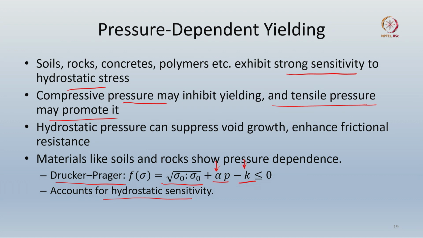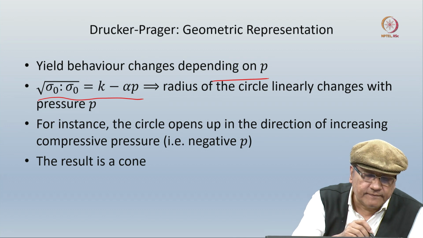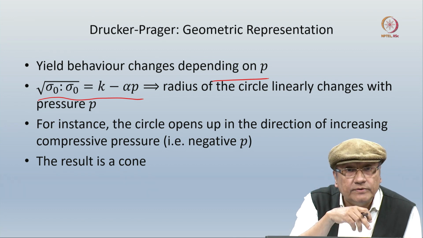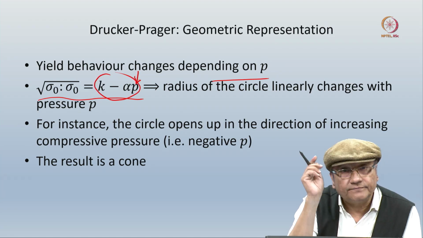Now the question is, what does it look like? Here the yield behavior changes depending on p. Let us assume that positive p means tensile hydrostatic stress. Negative p implies compressive hydrostatic stress. Then rewrite F of sigma equal to 0 in this manner: the square root of the inner product of sigma 0 with itself equals k minus alpha p. Now this is the radius of a circle whose radius depends on p.